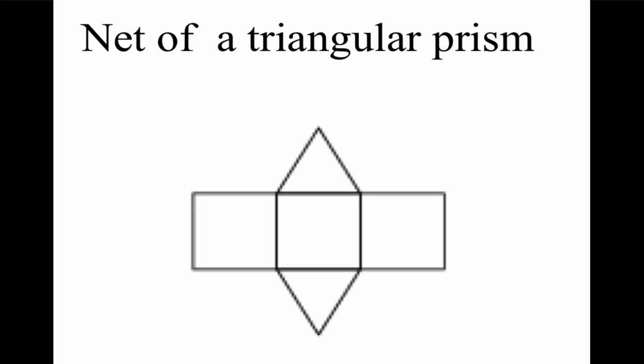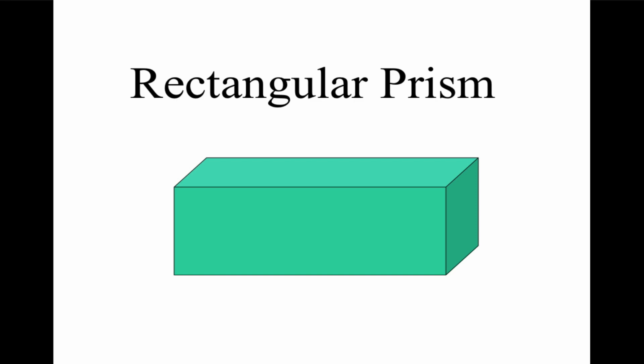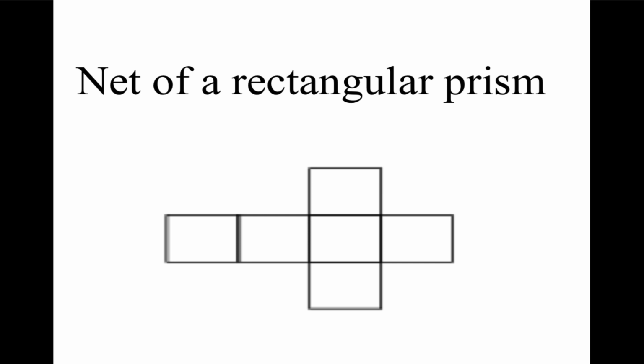This is what the net of a triangular prism looks like. So if you wanted to make a triangular prism out of cardboard, you could cut out this shape, and when you fold it up, it would create a triangular prism, because that's its net. What shape is the base of this prism? Yeah, I would say rectangular, and so this would be a rectangular prism. It's the name of this shape. And let's draw the net of a rectangular prism. It's going to be 6 rectangles. And when you fold that up, it would create a 3D rectangle.